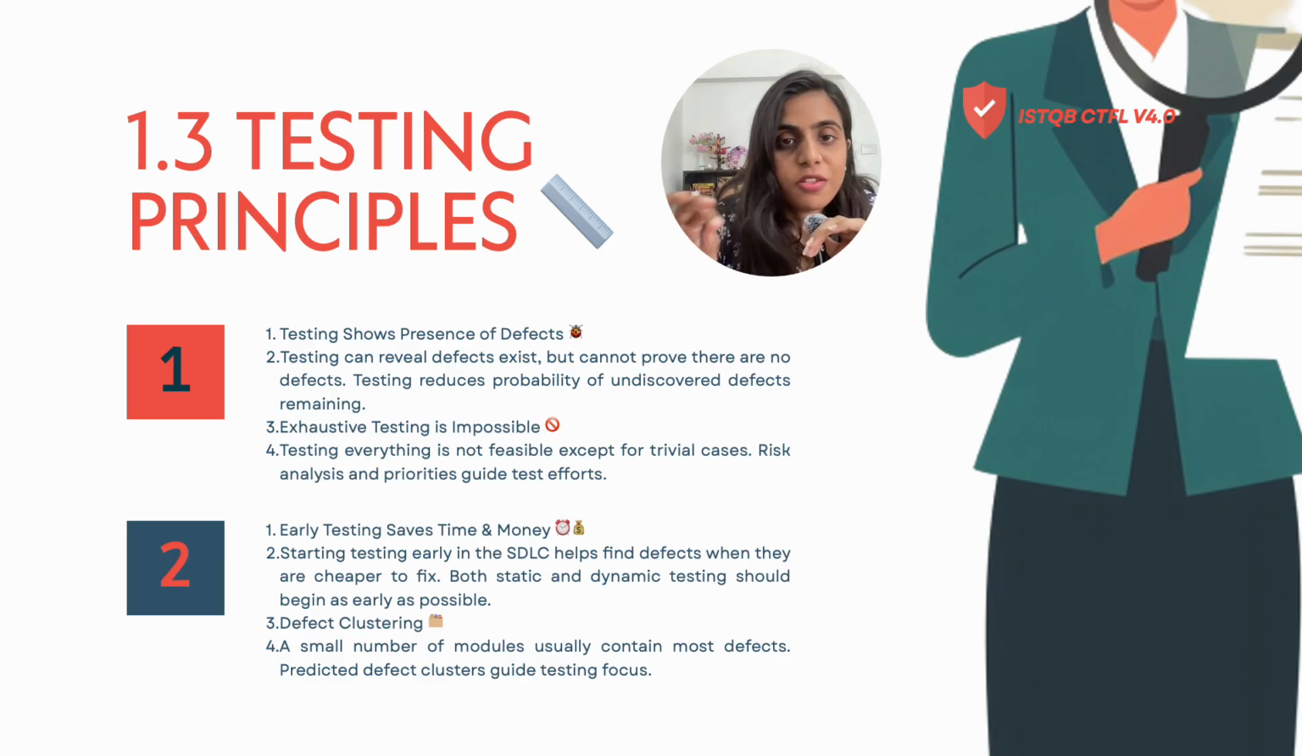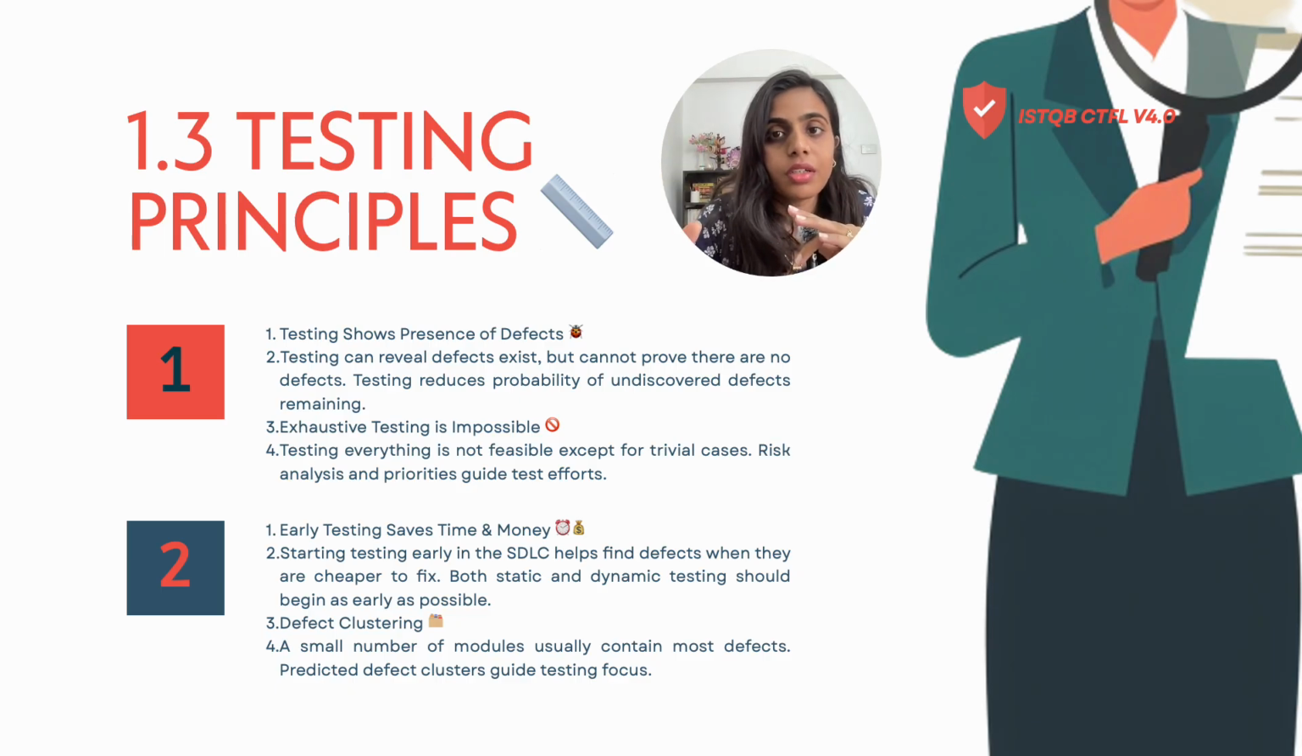So let's move on to the summary. The first principle was testing shows presence but not absence of defects. The second principle was exhaustive testing is impossible. You have to decide on the basis of risk, priority and the test techniques. The third principle was that you have to identify the defects early. Early testing is important.